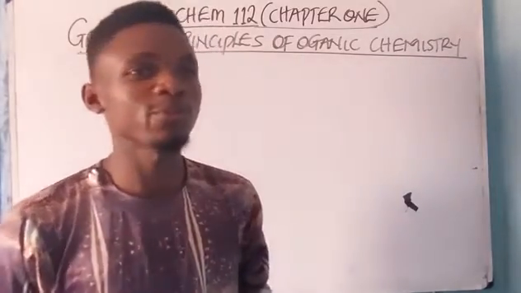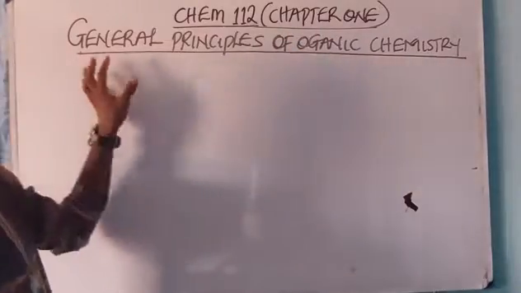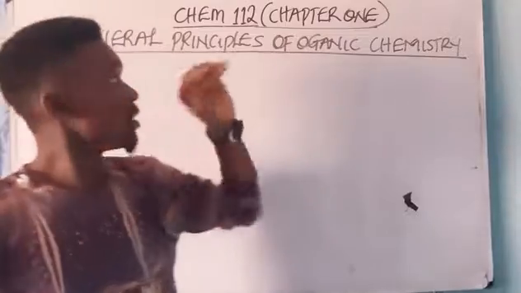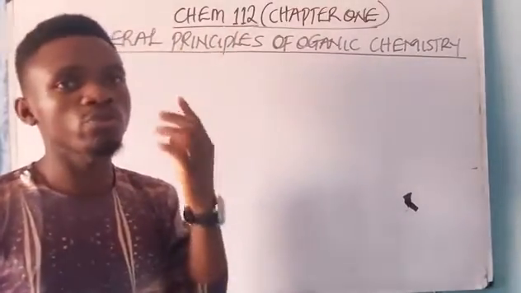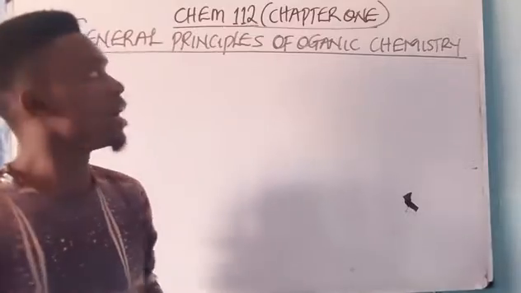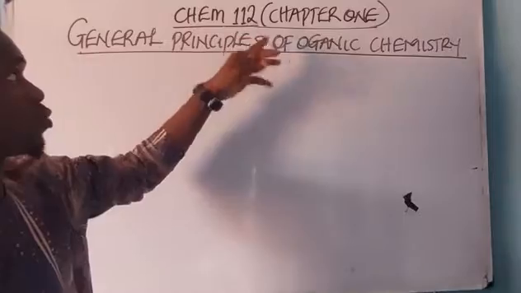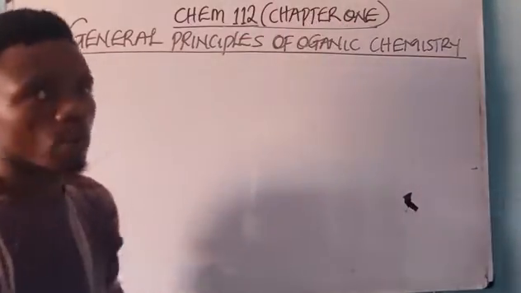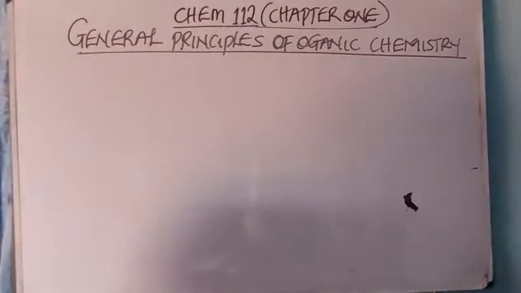In today's video, I'm going to be taking on Chem 112 Chapter 1, a topic called General Principles of Organic Chemistry. Chem 112 is one of the courses that most undergraduate students shall be offering as soon as they gain admission. This video is based on Chapter 1 of the textbook.